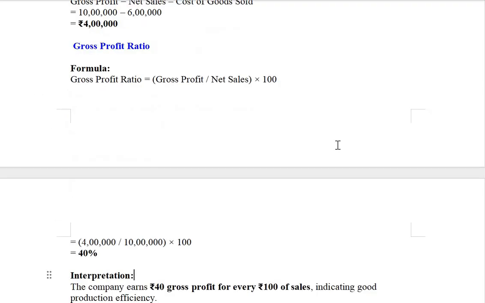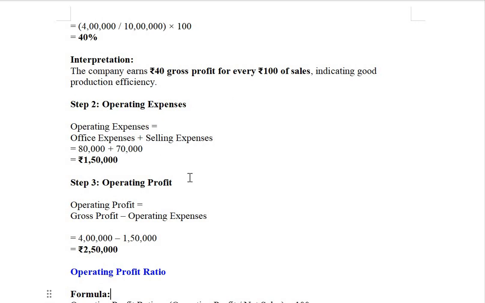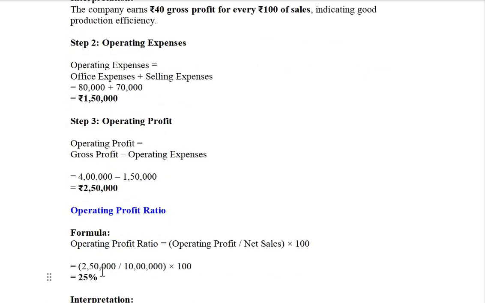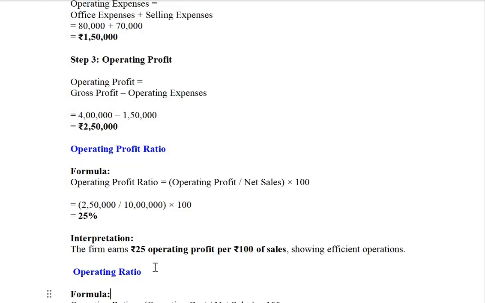So 80,000 plus 70,000 gives 1,50,000 as operating expenses here. From the 4 lakh we subtract 1,50,000, and we get 2,50,000. This 2,50,000 is the operating profit, divided by net sales. Already we have noticed that 10 lakh rupees into 100 gives 25 percent. So out of 100 of sales, 25% is operating profit, showing the efficiency of operation of a business.